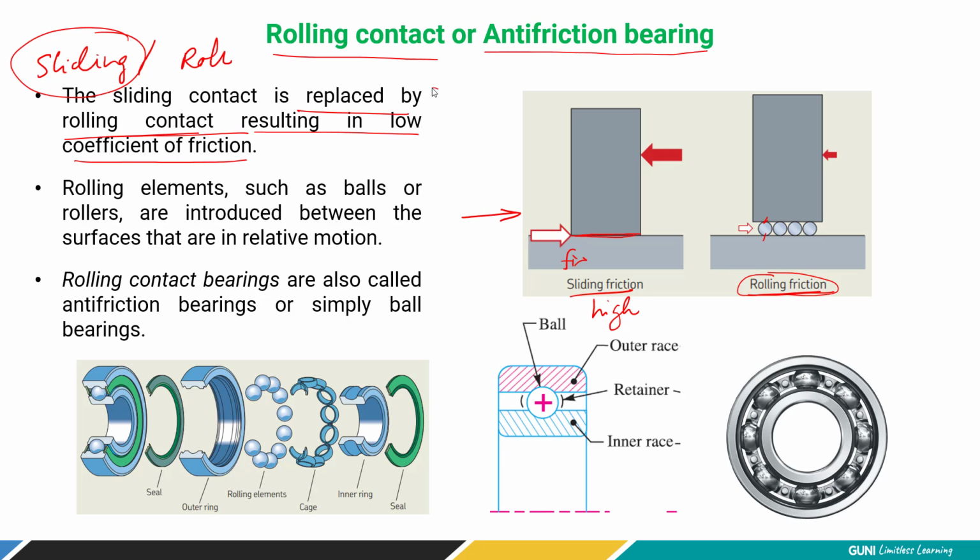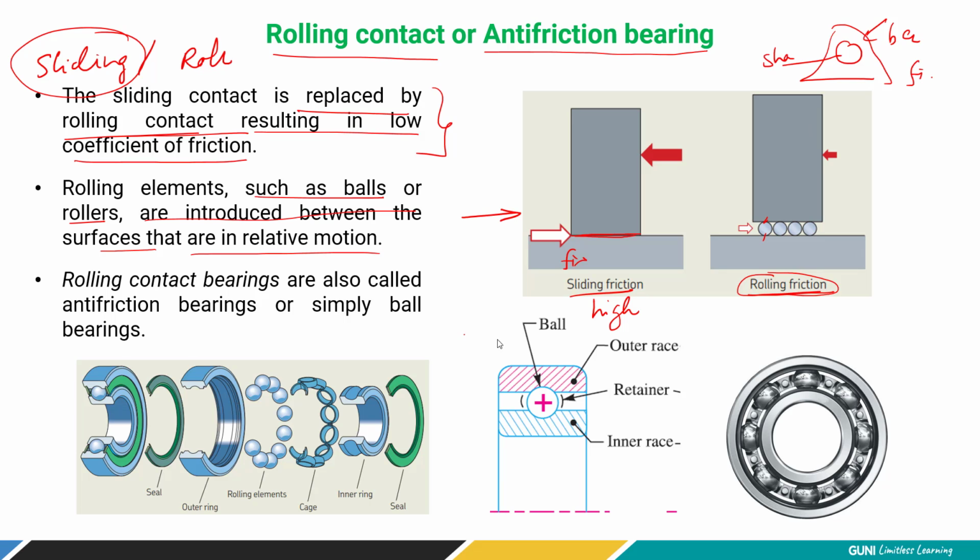So this is what the rolling contact bearing is. Rolling elements such as balls and rollers are introduced between the surfaces that are in relative motion. Now students, try to understand: in a plain bearing or sliding contact bearing, we refer to the rotating part as the shaft. Okay, let me draw the figure. So this is the shaft, and this is the bearing. So here the bearing remains stationary, it remains fixed.